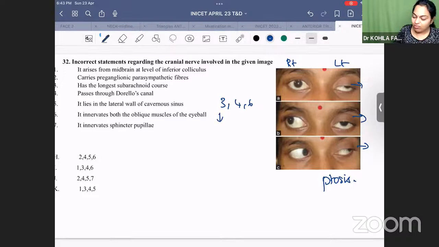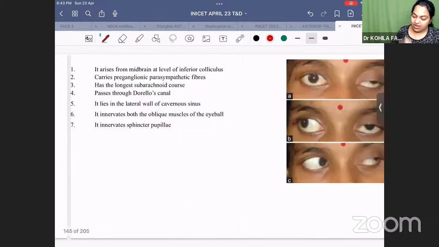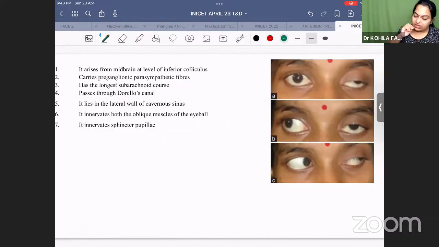I have given a mnemonic to remember the lesion of the third nerve, right? What is this? P stands for ptosis, E for external strabismus, D for dilated pupil. This is for apparent proptosis and loss of accommodation. These are the features of third cranial nerve palsy. We are talking about the third cranial nerve, right?